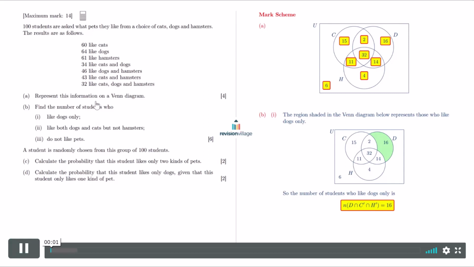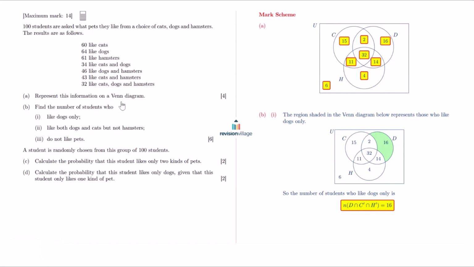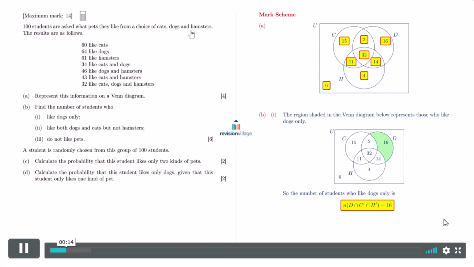Part A, represent this information on a Venn diagram. Okay, so we have information here about 100 students that were asked which pet they like from a choice of cats, dogs, and hamsters. So this will create a 3-set Venn diagram.